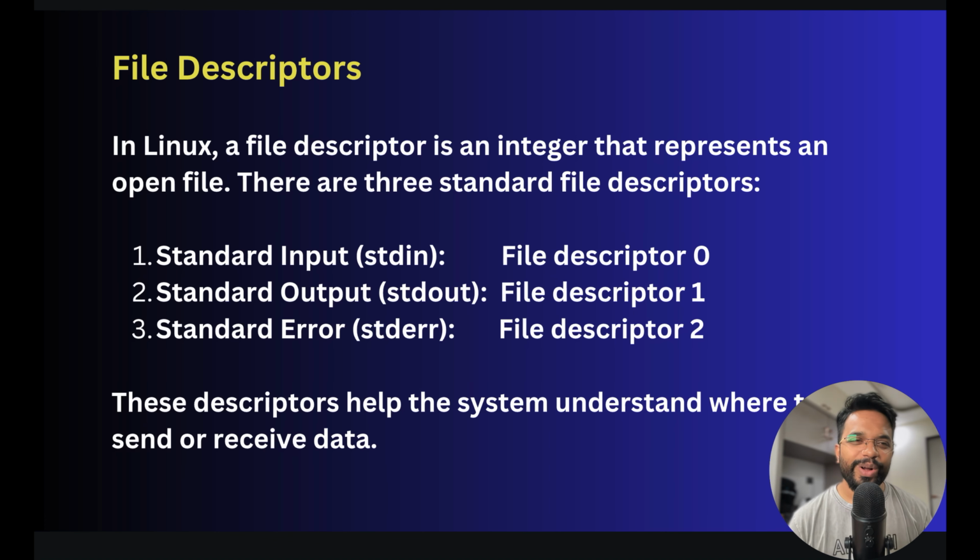Okay. Now let's talk about file descriptors. We have already seen an example of each type of redirection. However, behind the scenes, Linux uses file descriptors to keep track of input and output streams. Each stream has a number, which we call a file descriptor. So for the standard input, the file descriptor is 0. For the standard output, the file descriptor is 1. And for the standard error, the file descriptor is 2. And these file descriptors help the system understand where to send and receive data.